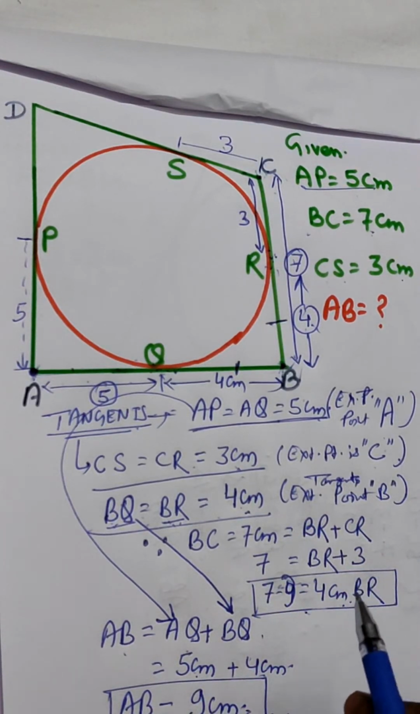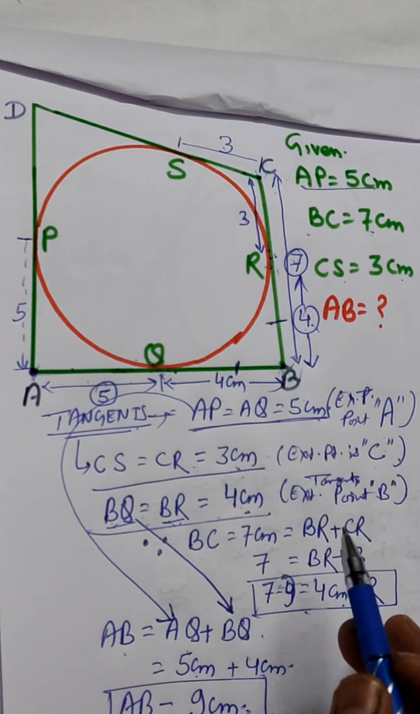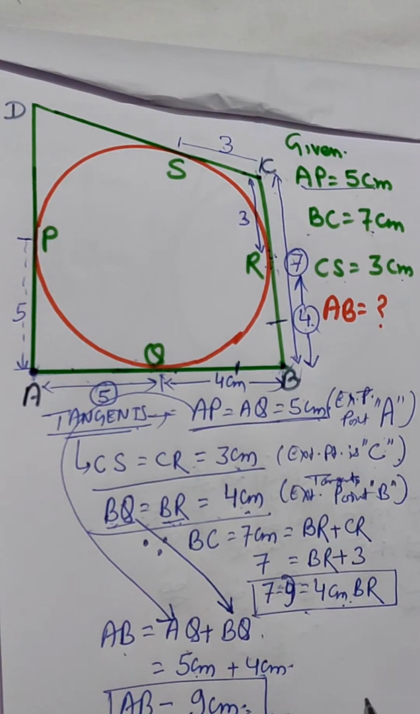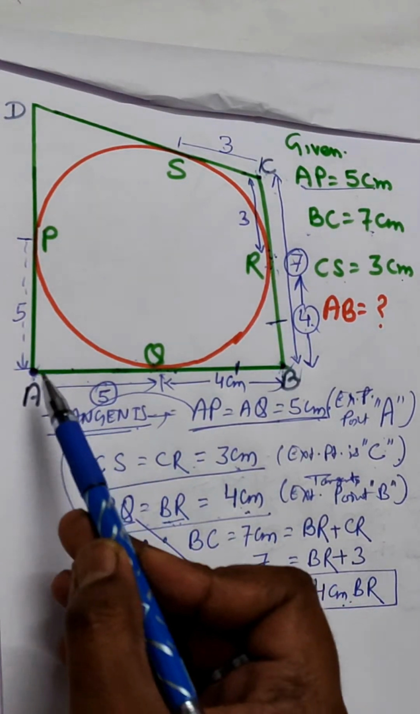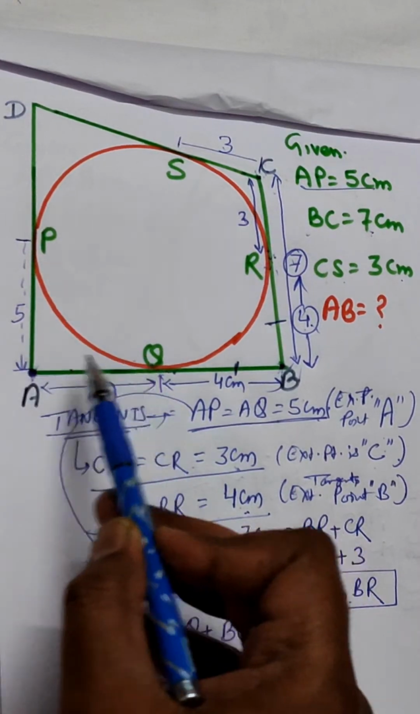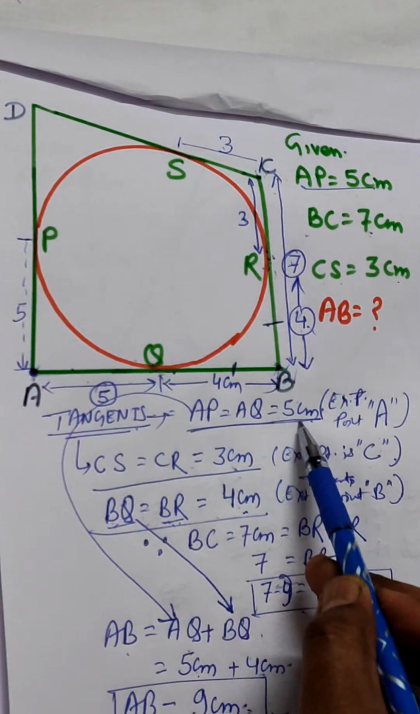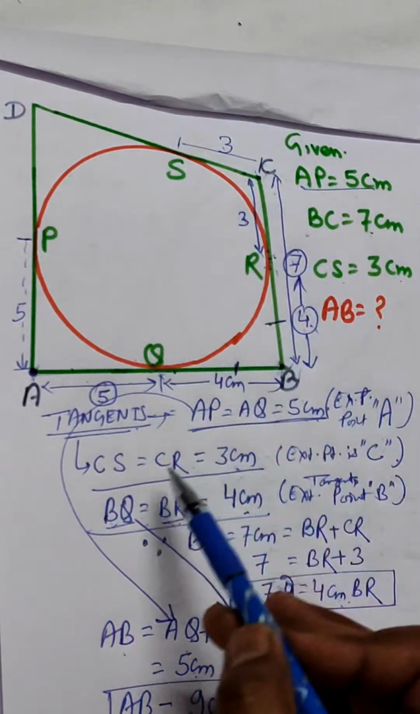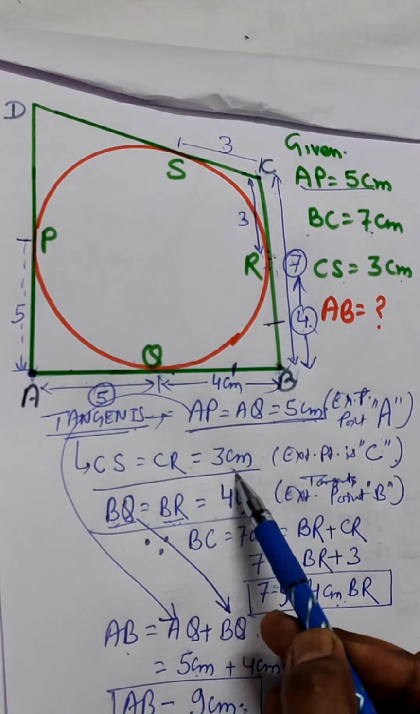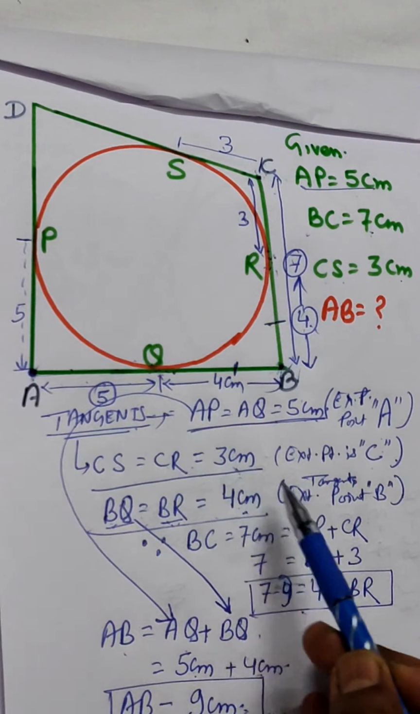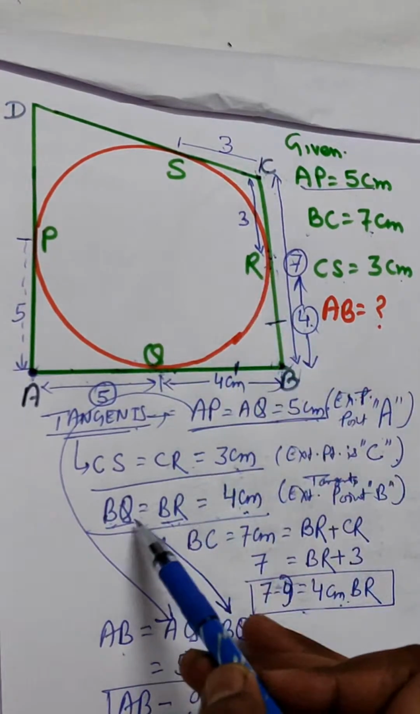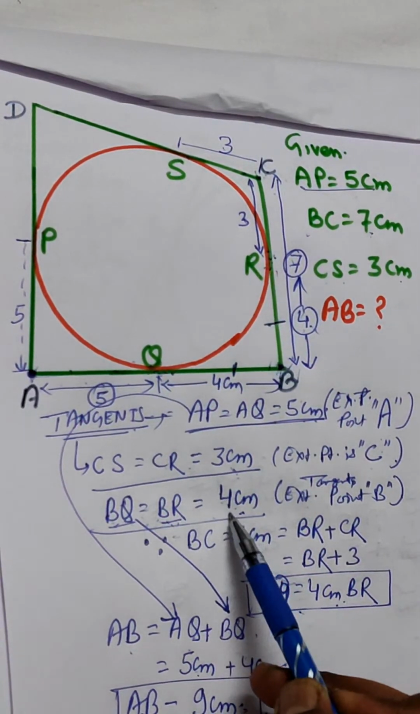The simple theorem which we used over here is that tangents drawn from an external point are always equal in length, right? So here we have used the same concept. From A, two tangents AQ and AP whose lengths are equal, that is 5. From point C, two tangents CS and CR whose lengths are equal, which is 3 centimeter. And from B, two tangents BQ and BR, these lengths are equal, which is 4 centimeter.